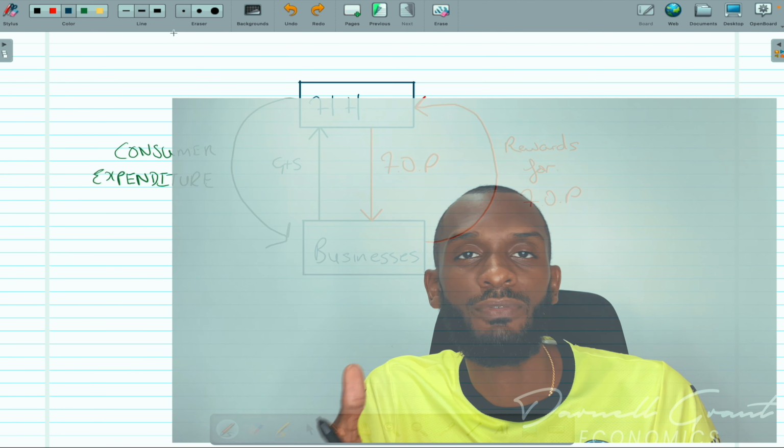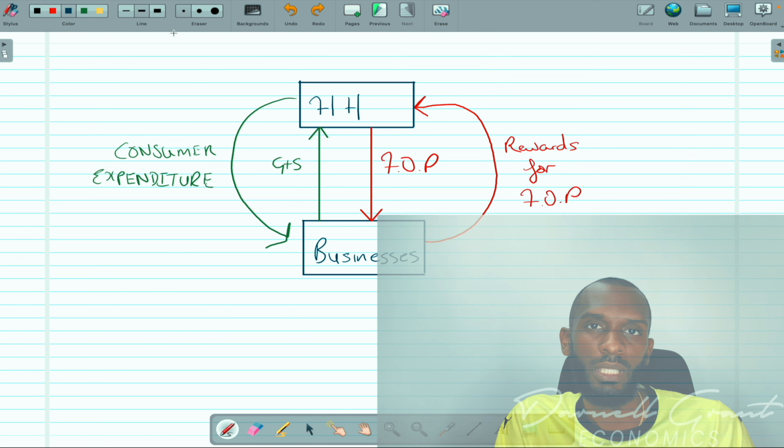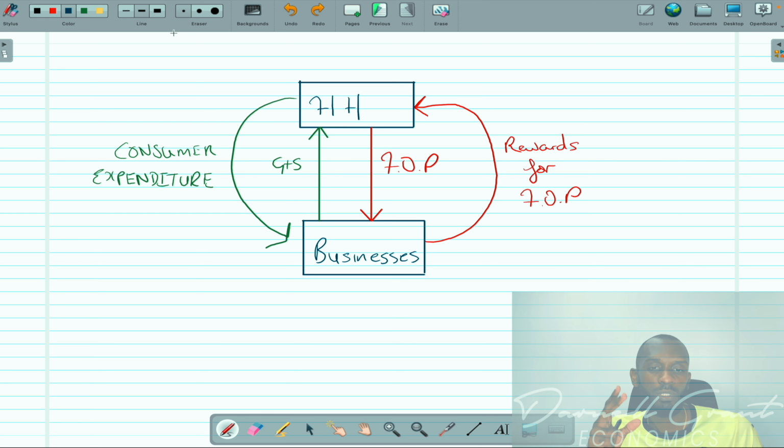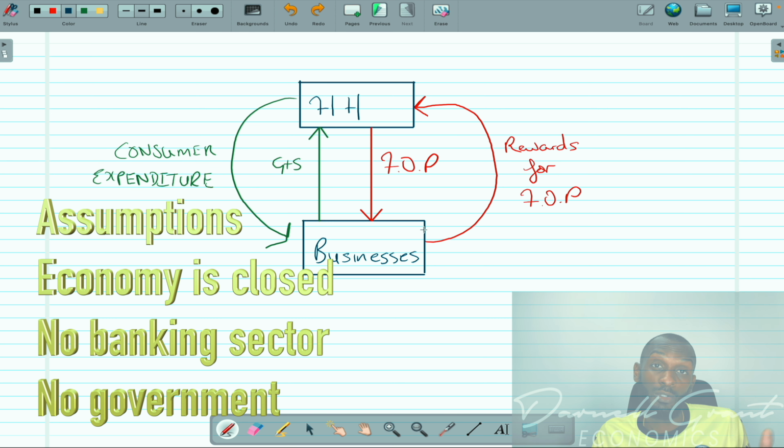Great. Now that we're on open board, you get to see the simplified 2-sector model of the economy. This diagram only consists of households, which is why I have HH here, and businesses, these guys right here. Now, we are assuming this economy is closed, so there is no international sector, there's no imports and exports. We are assuming there is no banking sector, and we are also assuming there is no government intervention as well.